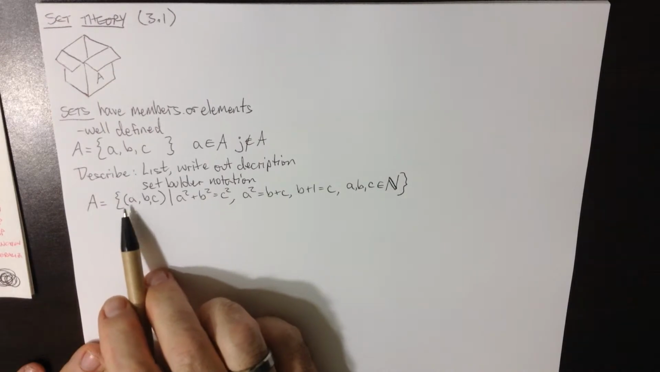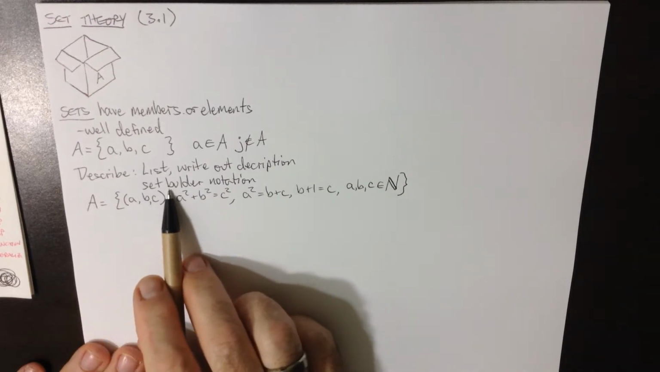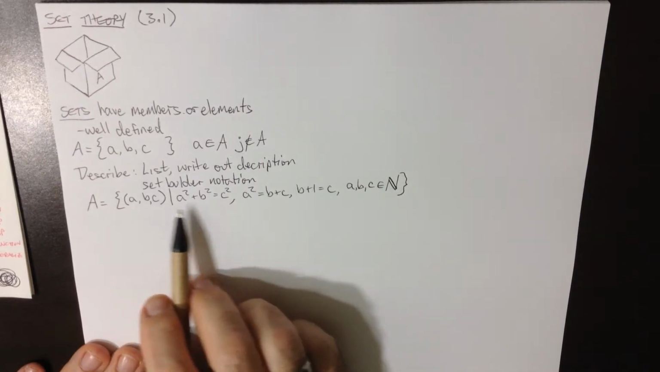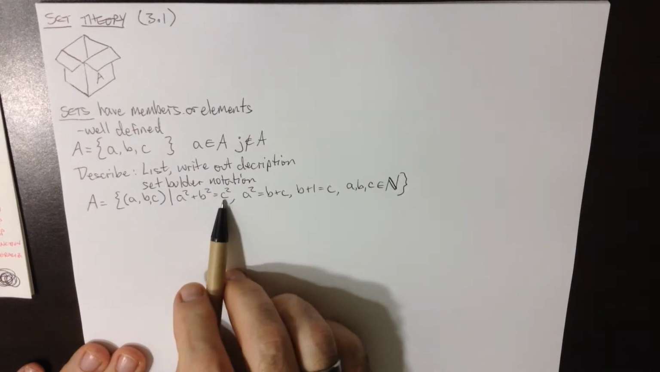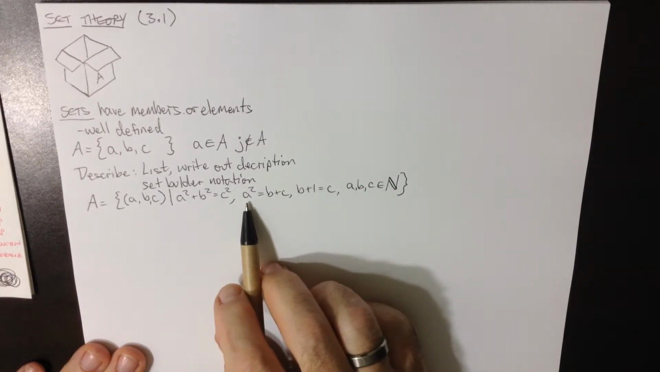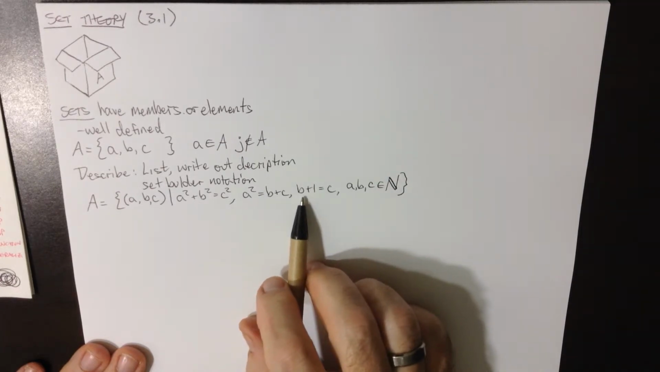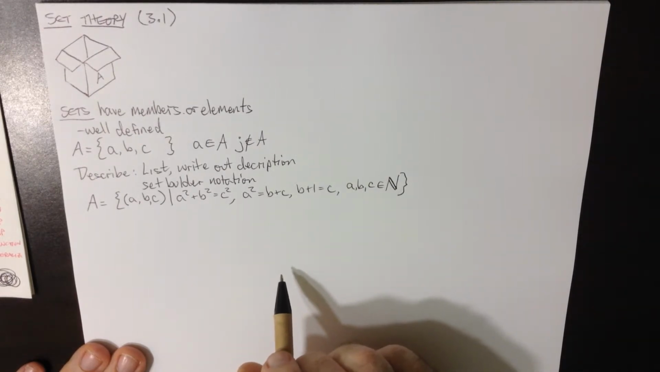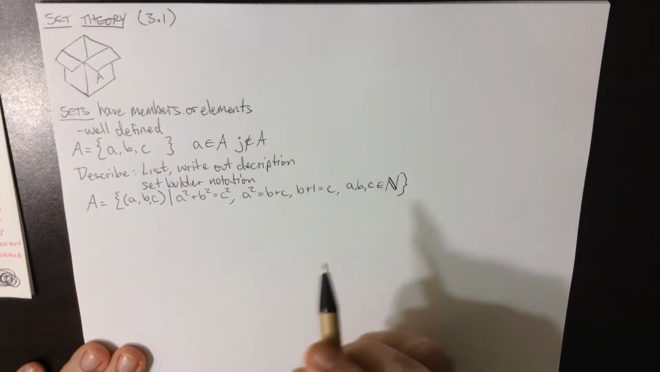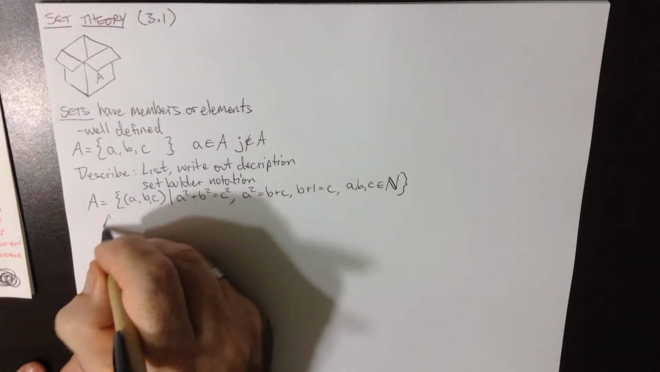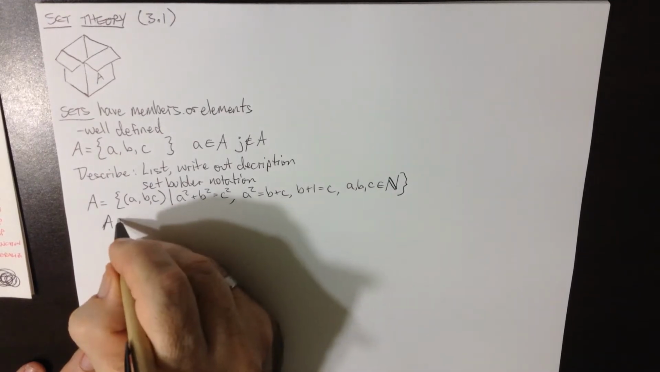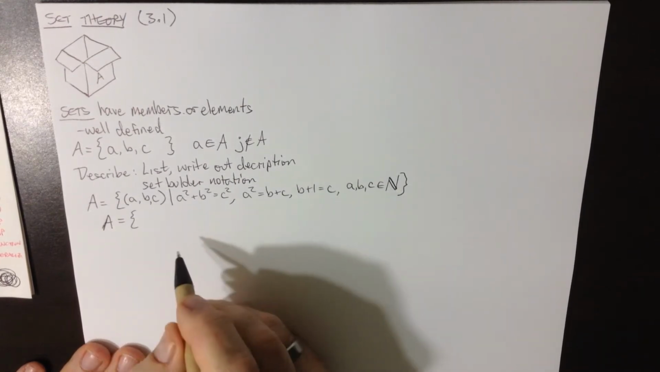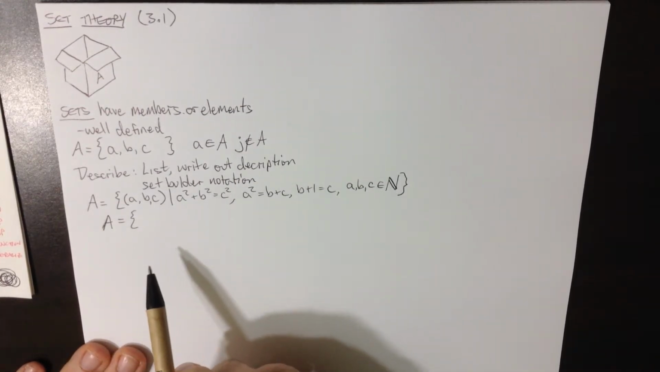This set is made up of triplets such that, so this vertical bar sets up the rules that are going to describe these triplets, such that a squared plus b squared equals c squared. You probably recognize that. And then a squared is b plus c, and b plus 1 equals c, and then a, b, and c are all natural numbers. Okay? Let's check that out. That would be the set builder notation. This would be just the list notation. The list notation would be, well, let's see.